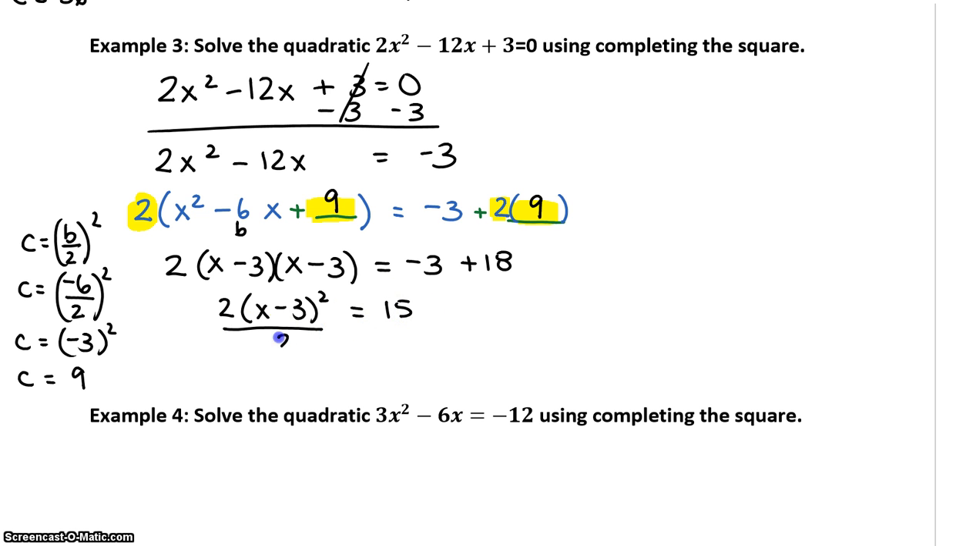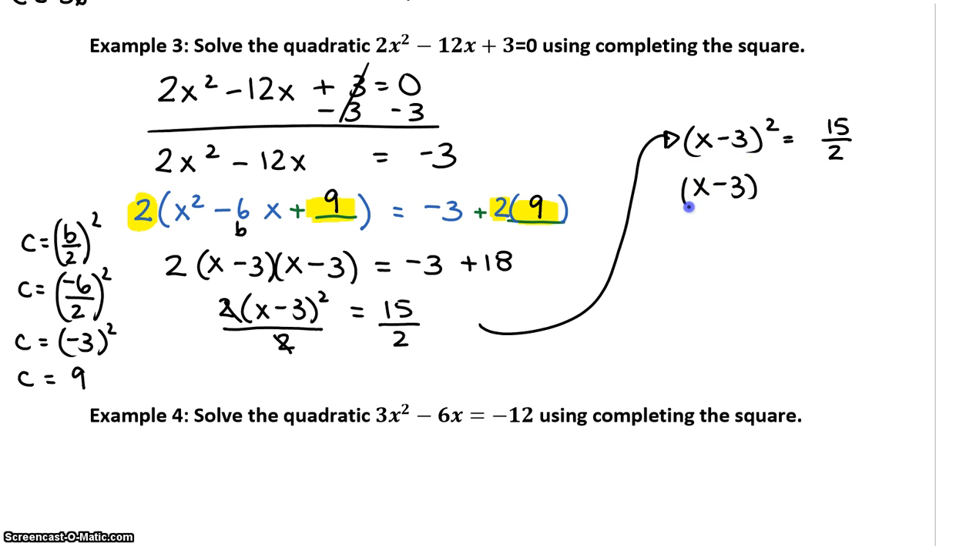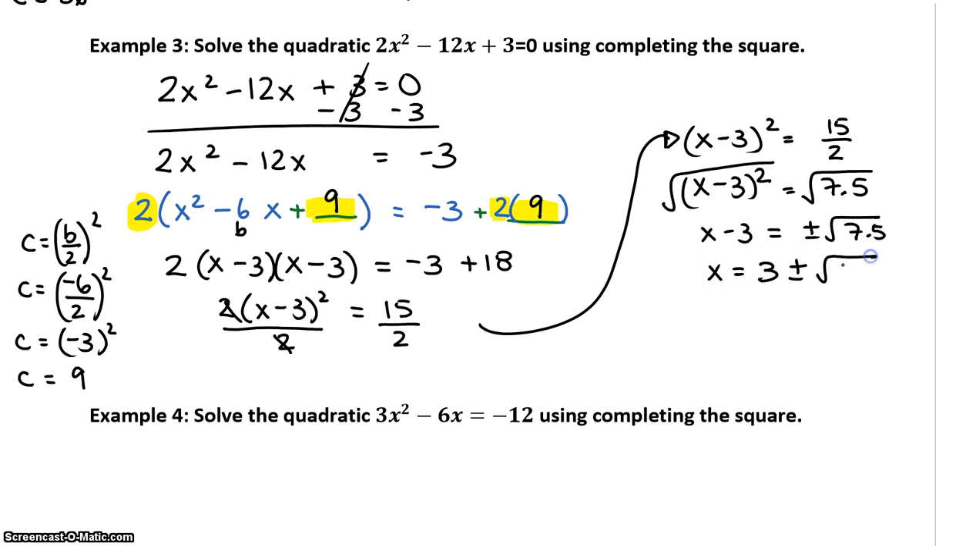We're going to divide by 2 first before we do anything. And we are left with (x minus 3) quantity squared equals 15 halves, which some people will write as 7.5. We're going to square root that. We get x minus 3 equals plus or minus the square root of 7.5, and x equals 3 plus or minus the square root of 7.5. I just added the 3 and squeezed it right in there. And so that's what we have.